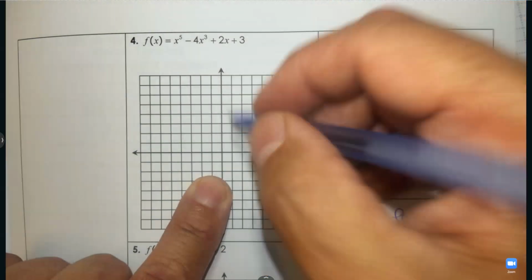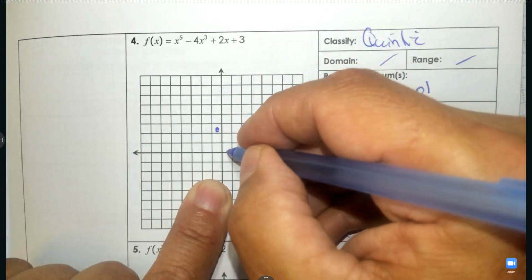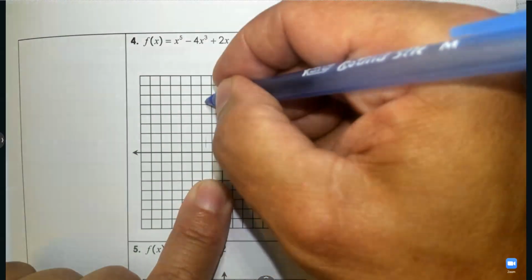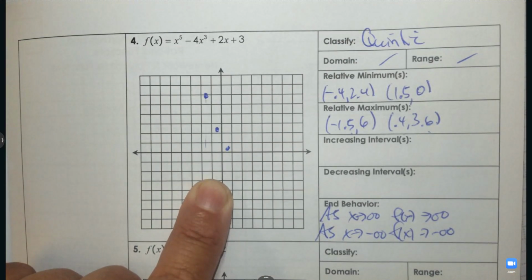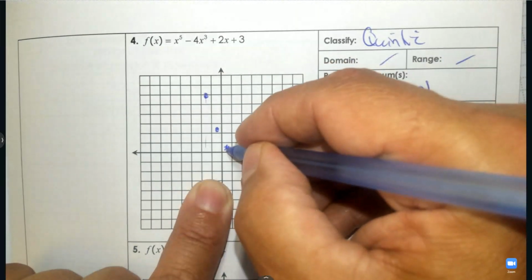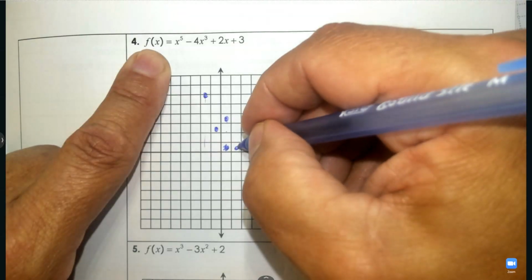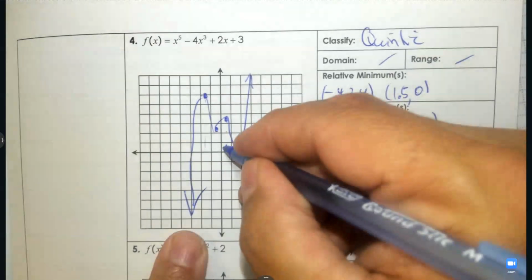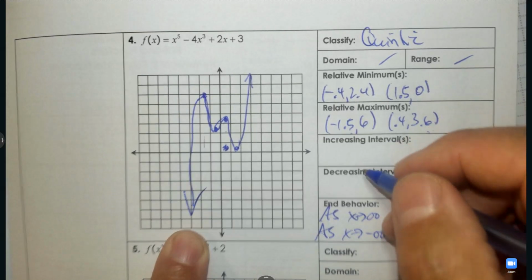So negative 0.4 and 2.4. 1.5 and like almost 0. Negative 1.5 and 6. And then 0.4. Oh, that's 1.5 and 0. So 1.5, so it's like here. Sorry, this one's like at 3. Like that. And then we know the right end goes up, and the left end goes down. Smooth and continuous, curvy as best you can.